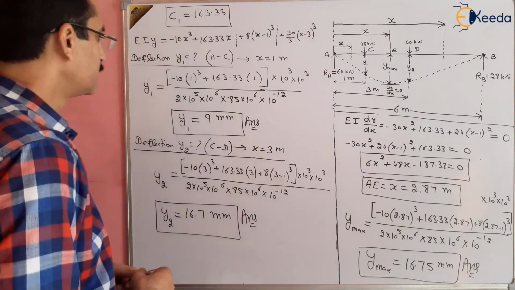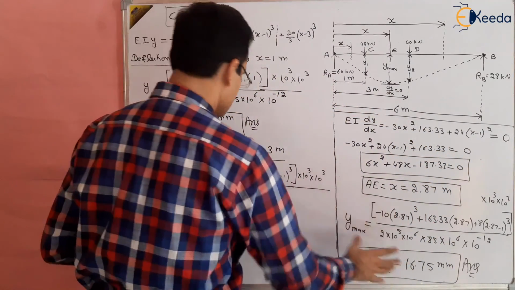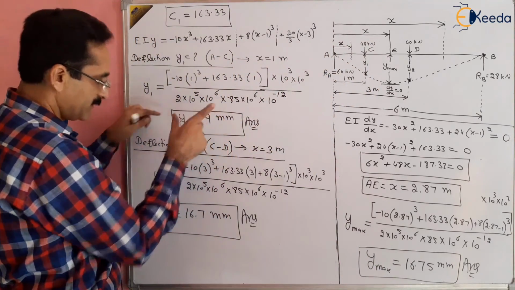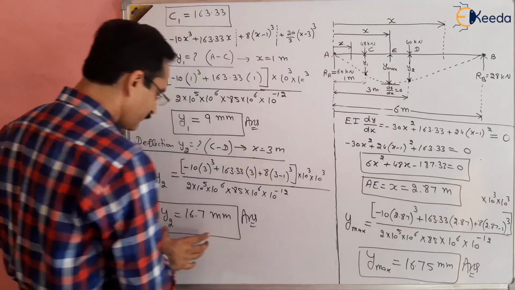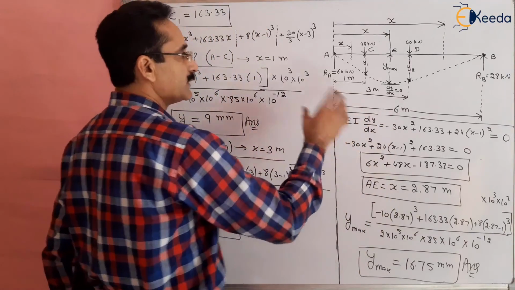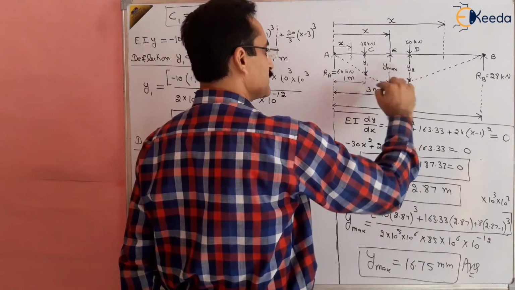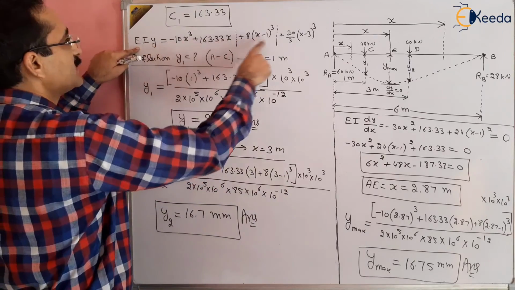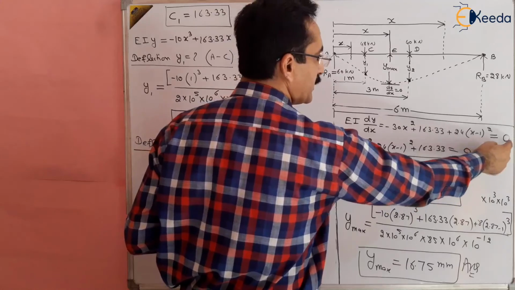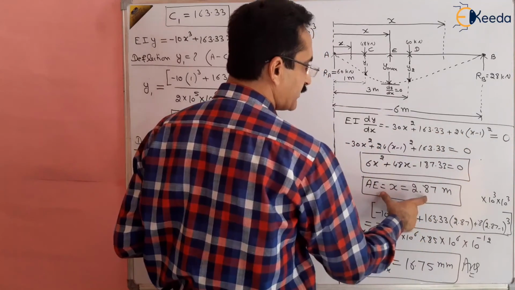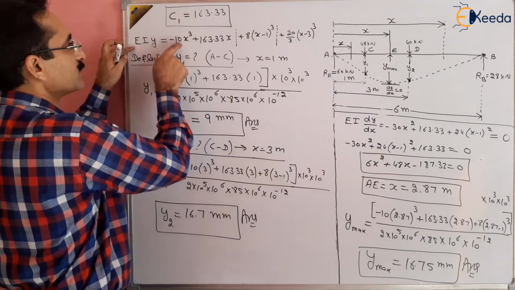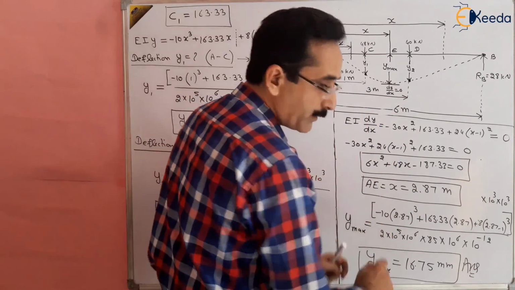So we have obtained two deflections under two loads, deflection under 48 kilonewton and deflection under 40 kilonewton, and then the maximum deflection. For maximum deflection we have used that the slope at maximum deflection is 0. So we differentiated this equation to get the slope and equated it to 0 to get the value of x where there will be maximum deflection, and putting this value of x again in the deflection equation, we can get the maximum deflection.